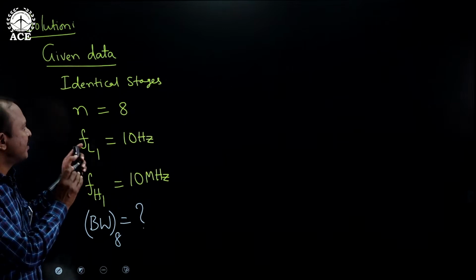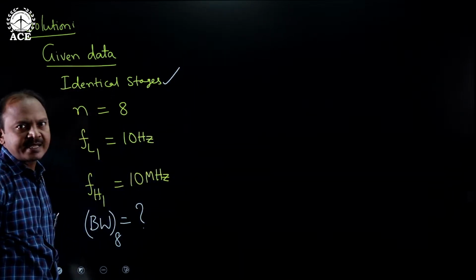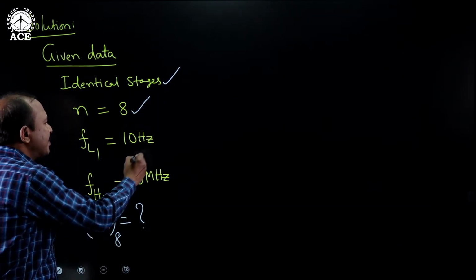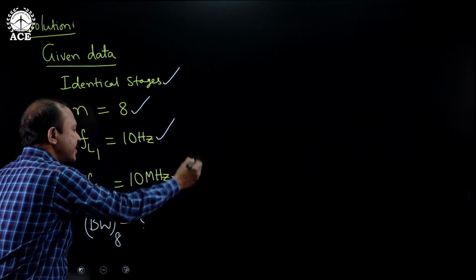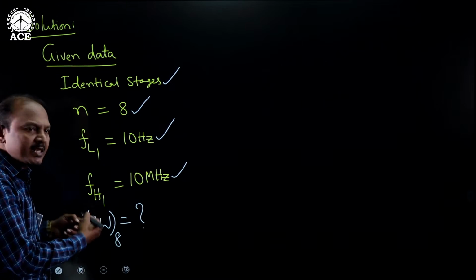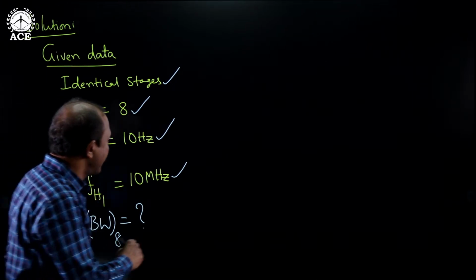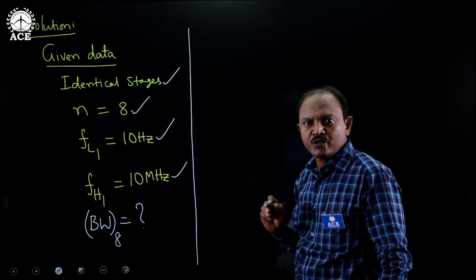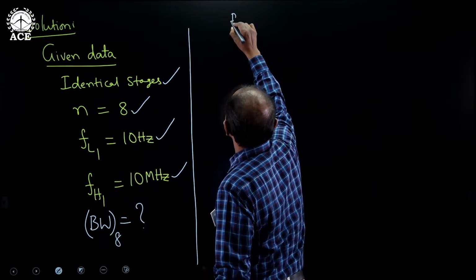Understand? The available information is: identical stages, number of stages 8, the individual amplifier's lower cutoff frequency of 10 Hz and upper cutoff frequency of 10 MHz. Then we are supposed to estimate the total bandwidth of the amplifier. For this estimation, I will list out the reference formulas we are supposed to use here.